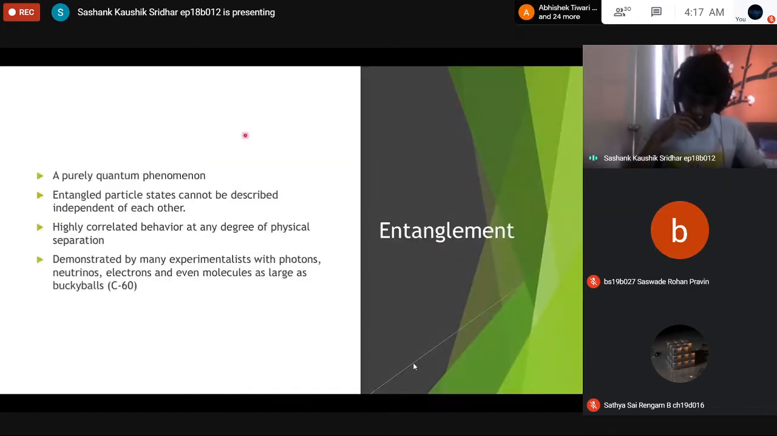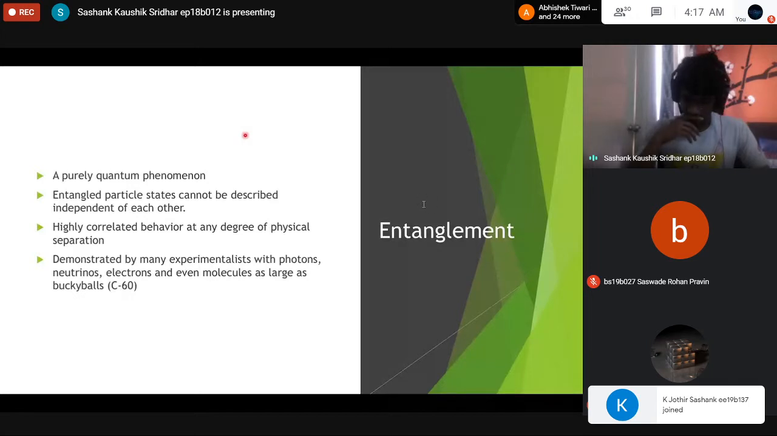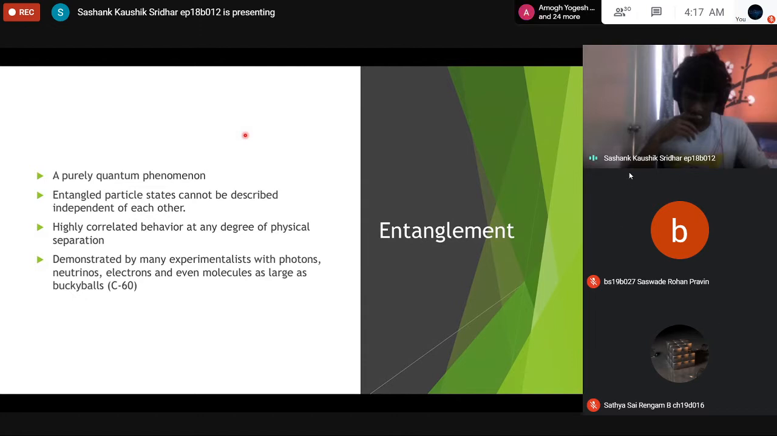Now, entanglement. I've kept this as a separate slide because it's something that's been prone to a lot of misconceptions, and let me just try to clear these up. It's been called spooky action at a distance by Einstein himself, because he was not very comfortable with this concept of entanglement. And let me try to explain why.